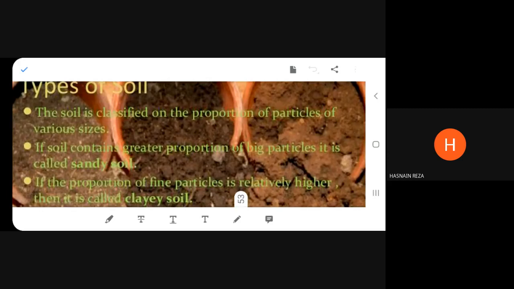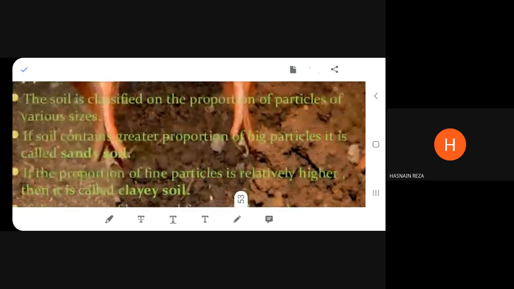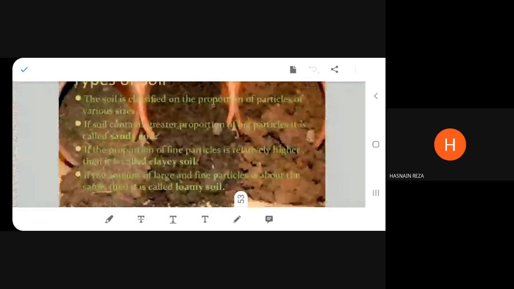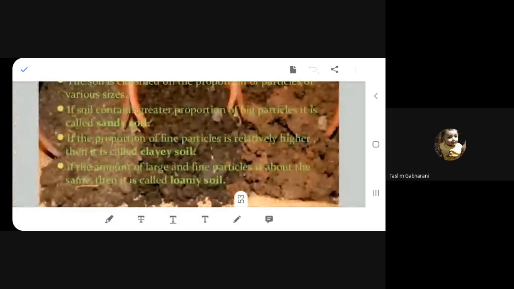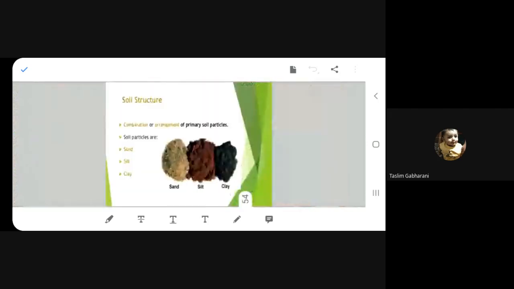So let's talk about the sandy soil. What is the proportion? It means the ratio. If the ratio of the big particles is more, then it is called sandy soil. If the ratio of fine particles is more or high, then it is called clay soil. If the ratio of fine and big particles is the same, then it is called loamy soil. Understood, beta? Yes, ma'am.